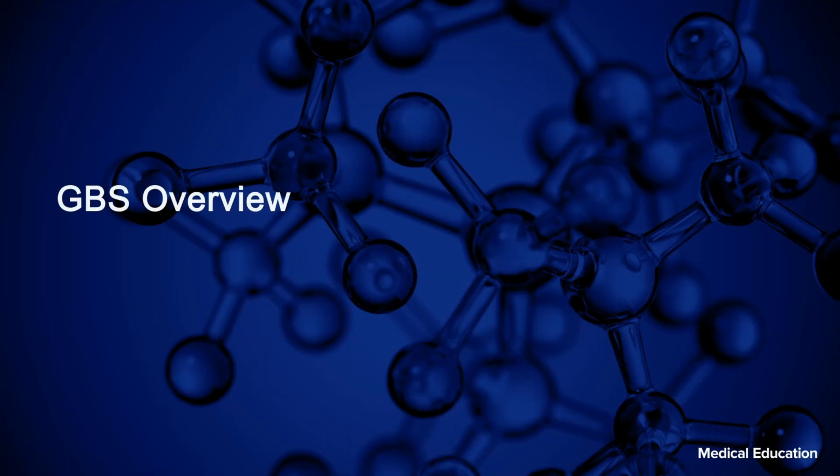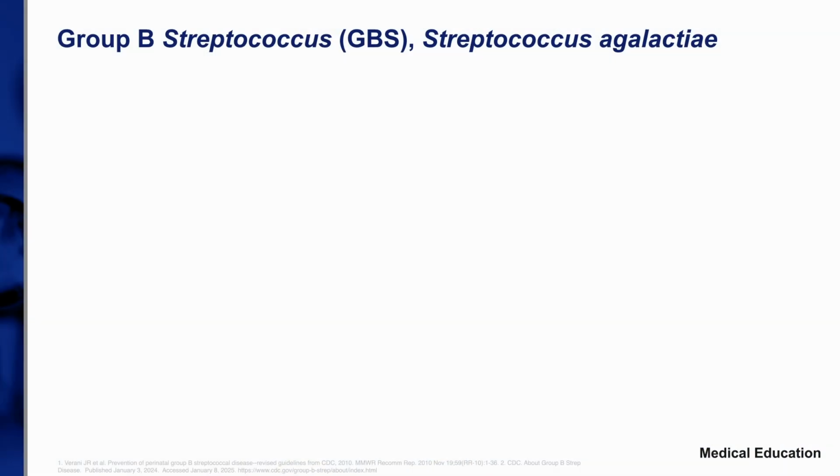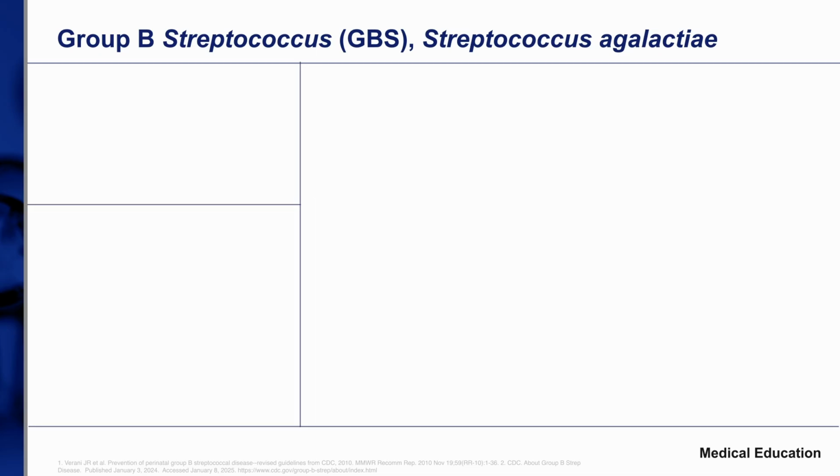And so to start with a brief GBS overview. Group B Strep is scientifically known as Streptococcus agalactiae. And for short, we'll use GBS today. And this is a gram-positive cocci if looked at on gram stain. So gram stain is a common stain that is done in the clinical microbiology laboratory. And this means that it basically is a spherical cocci that is usually in pairs or chains, and it appears purple on a gram stain.